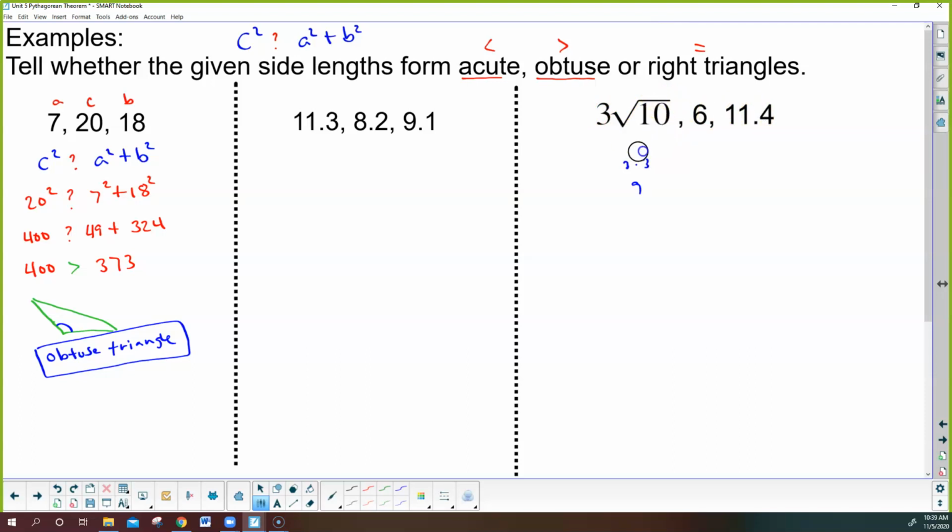And if you're not sure, you can just take your calculator and do 3 times the square root of 10. And you get 9.486868, which we don't want as the decimal answer, but I just want you to know that this number is smaller than 11, so that has to be the C value, and here's A and B. So now we know the correct C, but go ahead and you guys do that one. I'm going to work through this one.